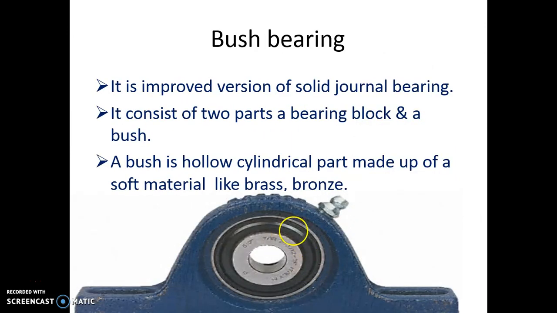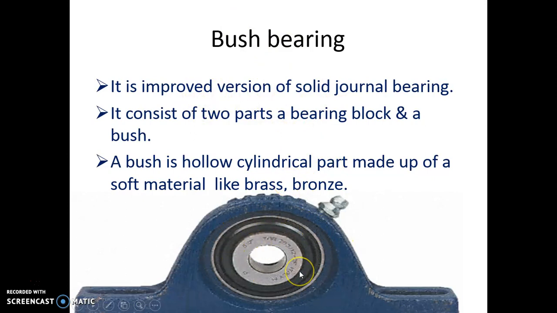So here, between the contacting surfaces, bushes are used. So a bush is used. If a bush is used, that bearing is called a bush bearing. So it is an improved version of the solid journal bearing.